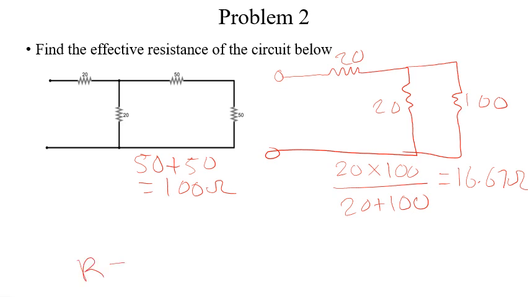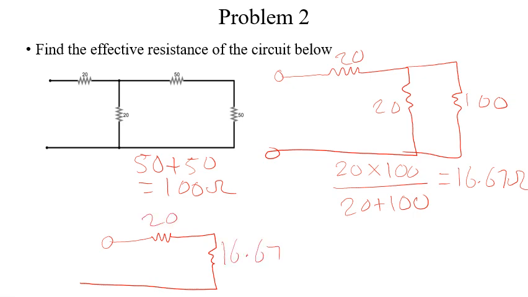So we now find the total resistance, our RT here. Let's redraw the circuit so that we'll really see what is happening here. So this becomes our 16.67 and 20 ohms. So our RT is equal to 20 plus 16.67, which is equal to 36.67 ohms.